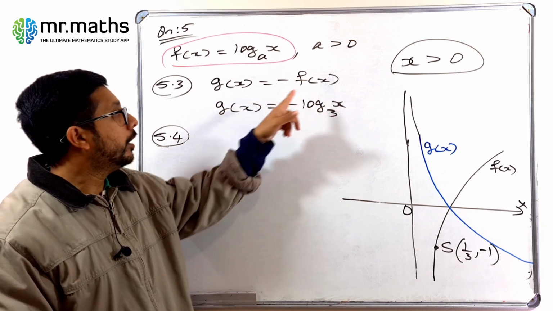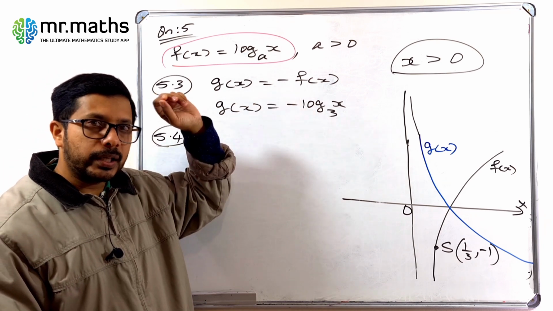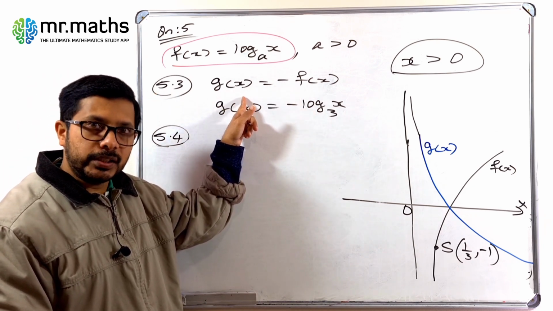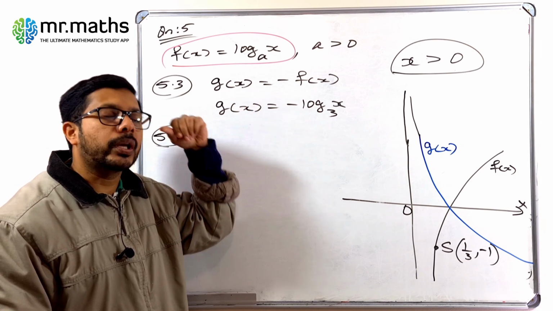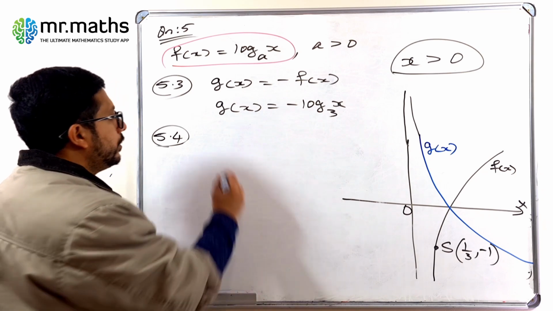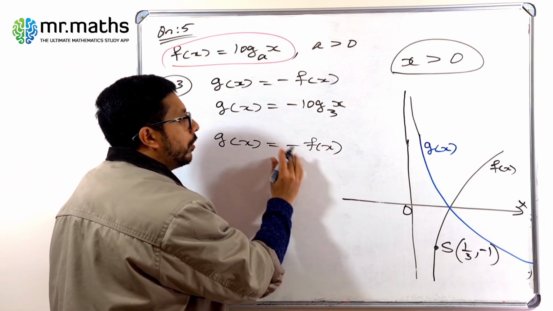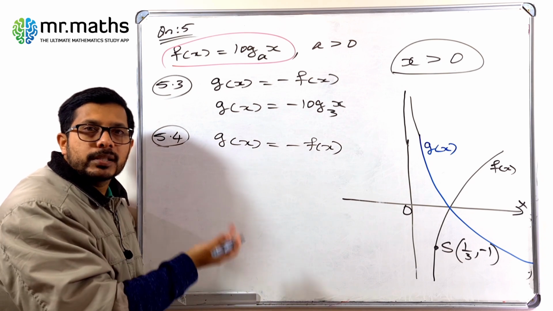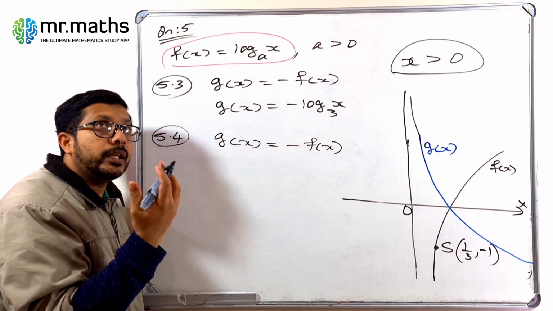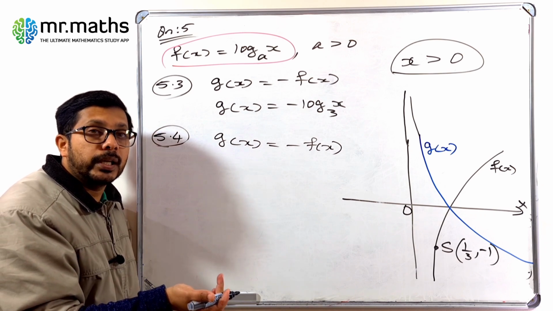So immediately when you change this sign to minus, you have to understand that the sign of y changed. If I want to write g of x is equal to minus f of x, the sign of y changes. So immediately, the sign of y changing means that is a reflection based on the x-axis.